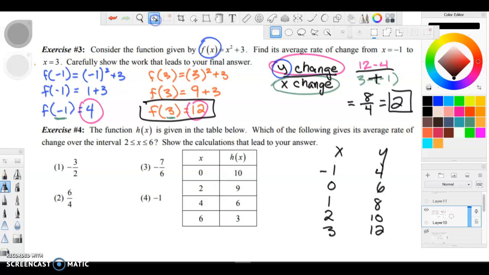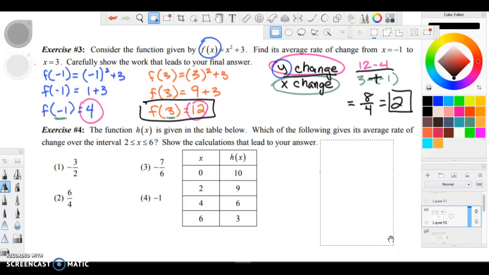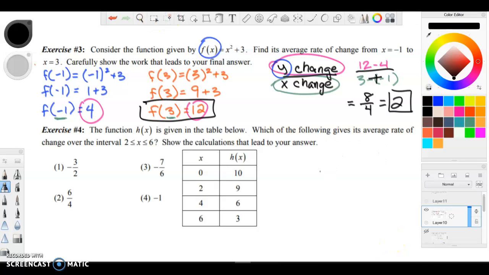Cool? Okay. Let's look at another way that you can be asked one of these problems. The function h of x is given in the table below, and which of the following gives its average rate of change over the interval 2 less than or equal to x less than or equal to 6? So they give us a table to work with, which is really nice of them because we don't have to plug anything in here. But they do specify that we need to go from 2 to 6. So I'm only going to be looking at this section of my table on both the left and the right side.